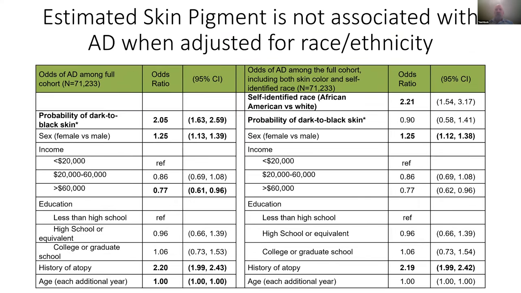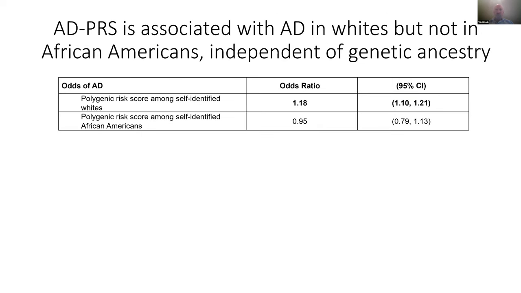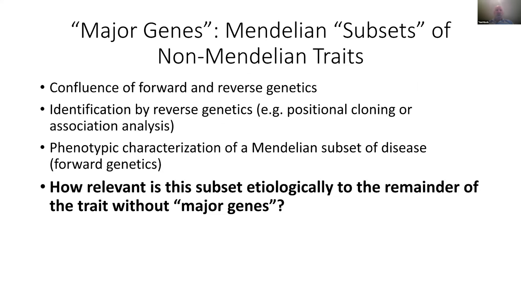The same thing happens when we include a skin prediction. By itself, it's predictive, but including the race variable, it's no longer predictive. The polygenic risk score for atopic dermatitis is highly significant in the whites, and it's not at all significant in the African Americans. So again, this is a race, ethnicity, or ancestry-related context that appears to be entirely environmental. So now to the topic of the role of major genes for non-Mendelian traits.